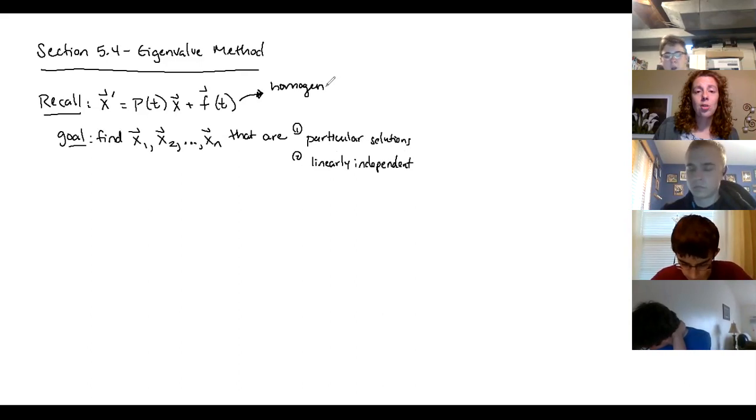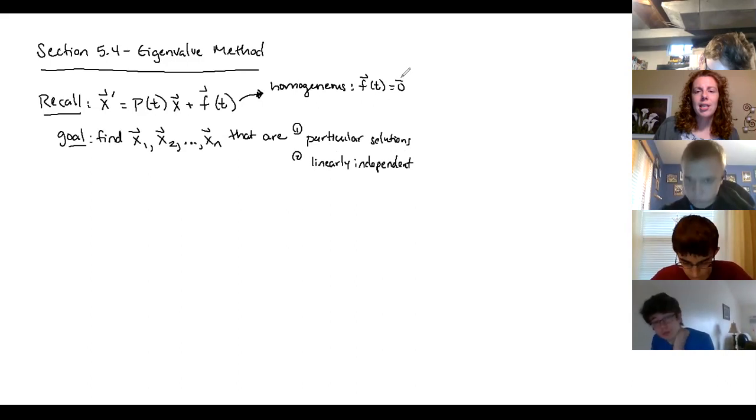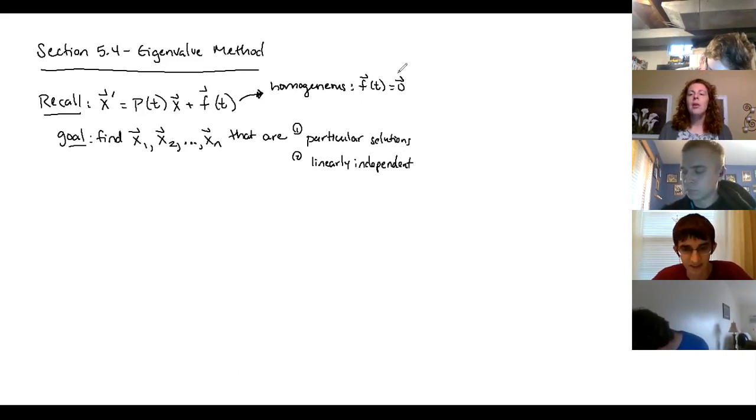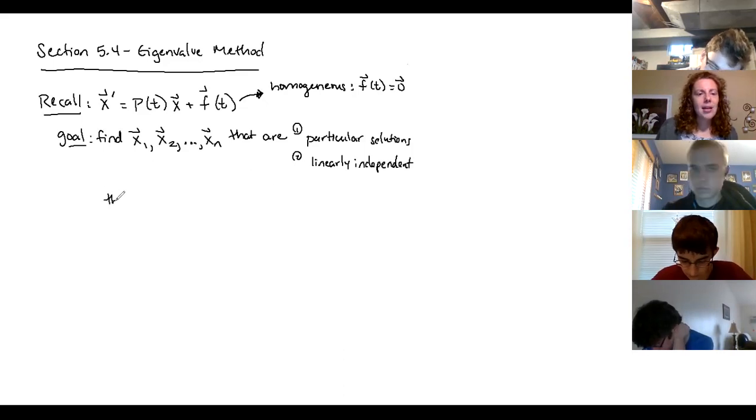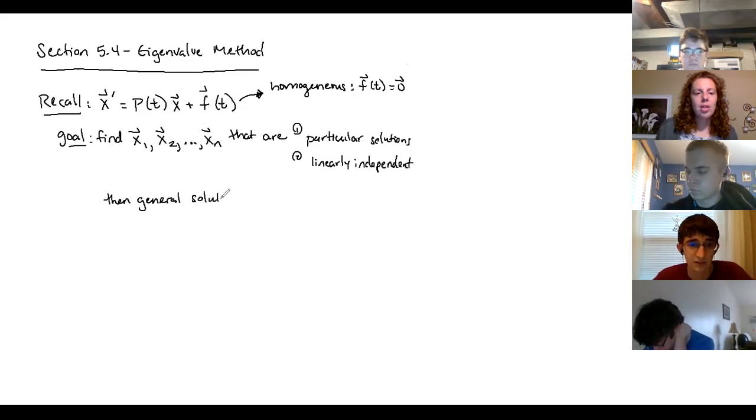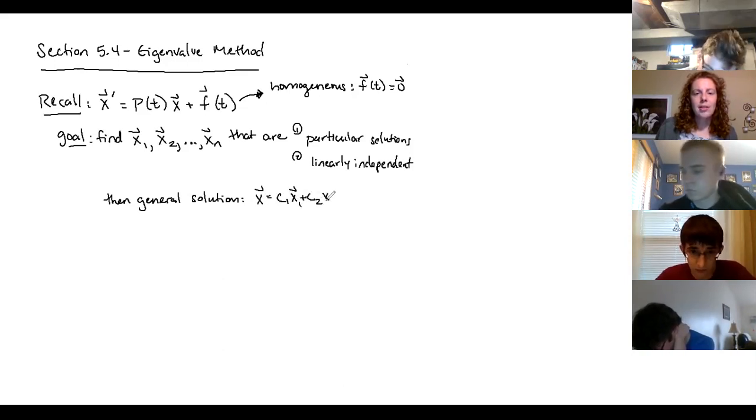Since we're only doing homogeneous, that means my vector f of t is equal to the 0 vector. We said if I had another week left in the semester, we would tackle non-homogeneous, but we don't. So homogeneous only in this case. If we find these, then we can put together a general solution, which is vector x equals c1 vector x1 plus c2 vector x2 plus a bunch of dots plus cn vector xn.